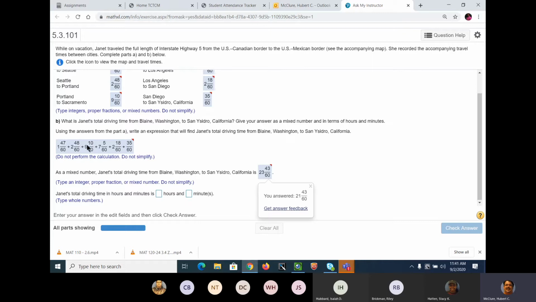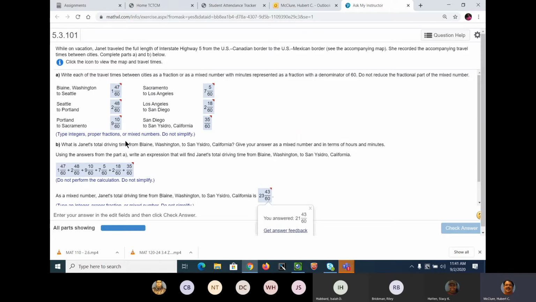2 plus 5, let's see, 2 and 5, that's 7. 2 and 5, wait a minute. They got something wrong here. Somebody, am I reading something wrong here? They don't have a 5. They don't have a 5 up here either. Where did I get 5 and 5/60? Did I write it down wrong? No, that's on Sacramento to LA. Right? 5.